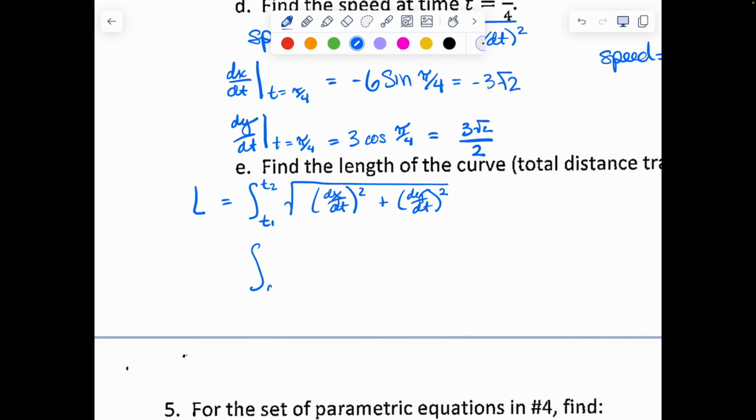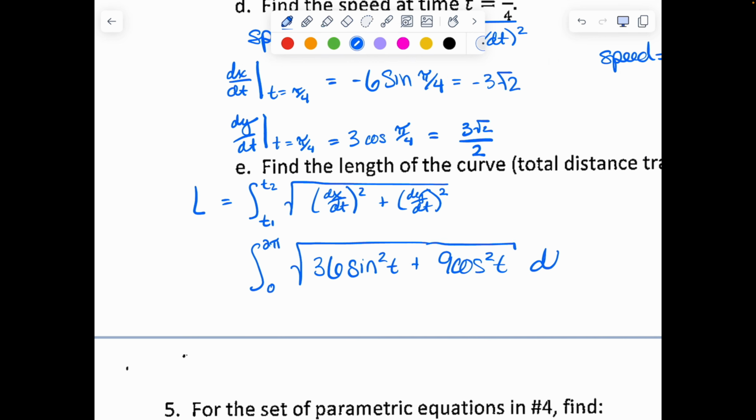So we're doing the integral from 0 to 2 pi of the square root of 36 sine squared t plus 9 cosine squared t, dt. And I do not have a good way to do that by hand. So this would either be a problem where it just asks for the expression to evaluate the integral, or it would be something that we could do with our calculator. If we plug this into the calculator, we end up with 29.065.